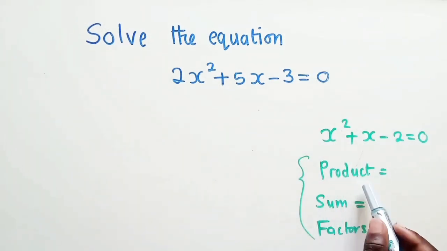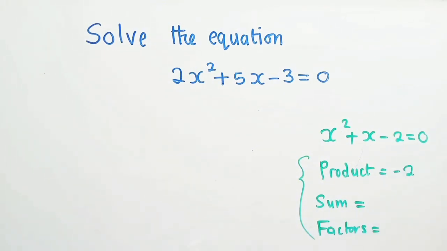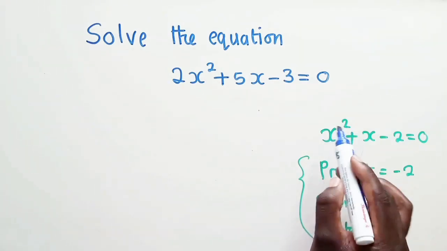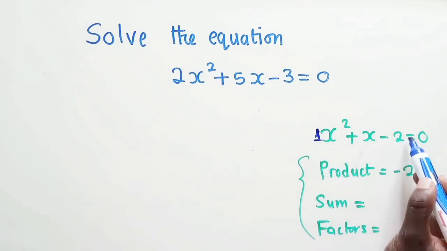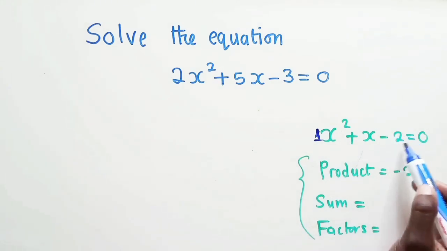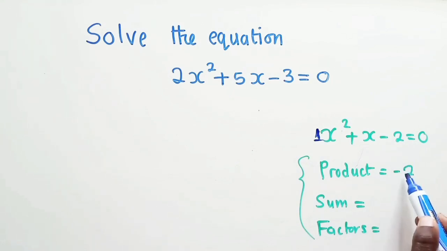So now what is our product here? Our product will be -2. How did I know that it's -2? This is what you need to do. You check where there is power 2 and check the number that is in front. In this case, we have a 1, and also check the number that has no letter, a constant. So it will be 1 times -2, which is -2.